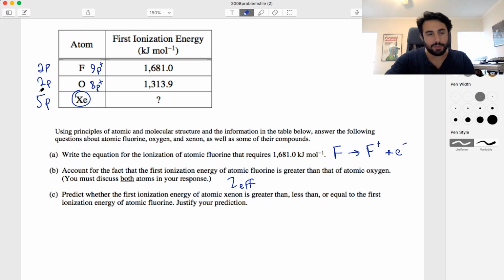So because this is 3 shells further out, xenon is a much bigger atom. The first ionization energy of xenon is going to be much lower than it is for fluorine or oxygen. These are relatively high, quite high actually, because we're talking about the second shell. So we're talking about valence electrons that are very close to the nucleus relative to something like xenon in the 5th period. So certainly less than. So that's a few about ionization energy.